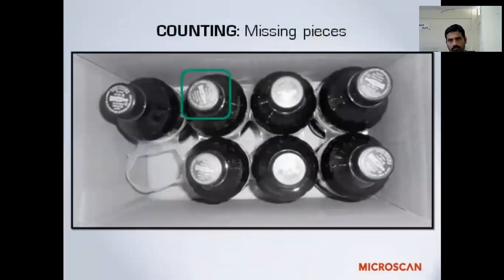Another counting function is absence, presence. Is it there or not? Here we have an 8-pack of sodas, and you can see that one of the sodas is missing. With machine vision, that packaging can be checked to make sure an incomplete pack doesn't make it to the grocery store shelf. We've slowed the process down so you can see it, but machine vision systems can operate much faster.